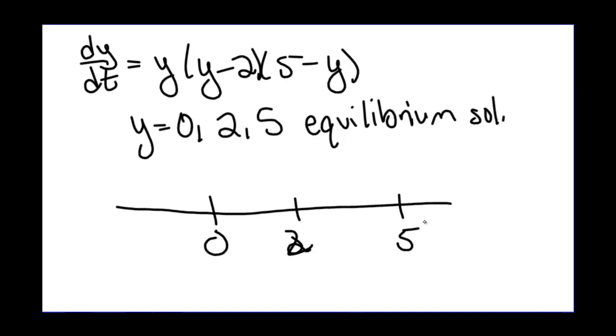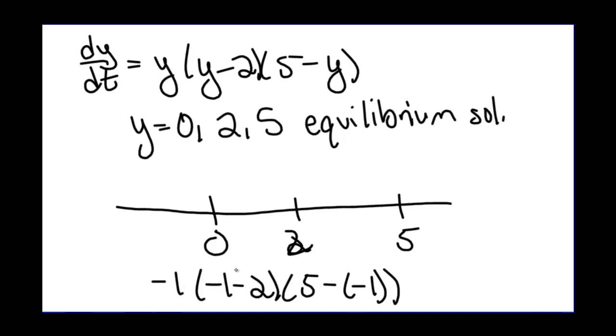So if y is negative 1, we'll have negative 1 times negative 1 minus 2, 5 minus negative 1. So we have negative times positive, so that's positive. If we were looking at 1, we would have positive 1 times 1 minus 2 is negative. 5 minus 1 is positive, so we'd get a negative.